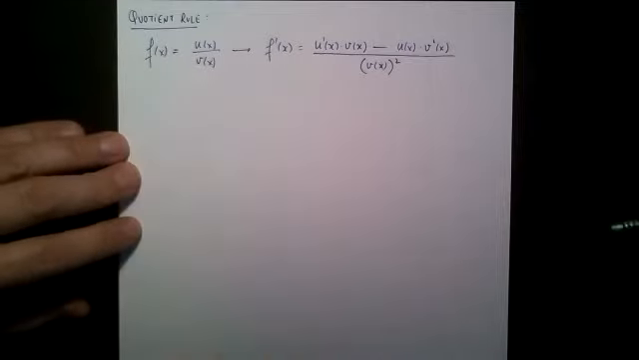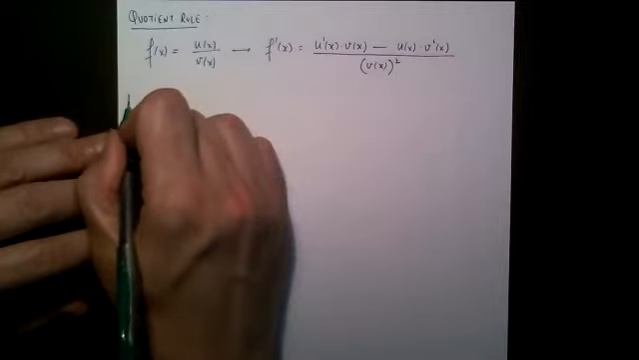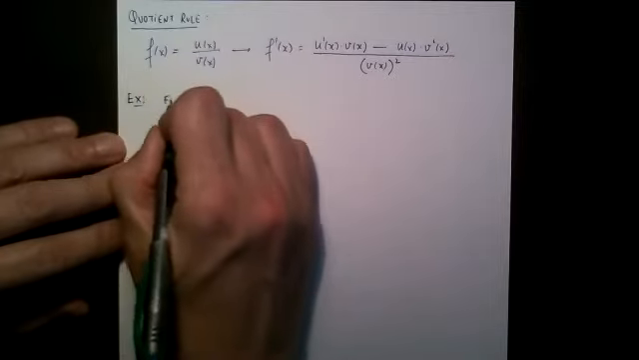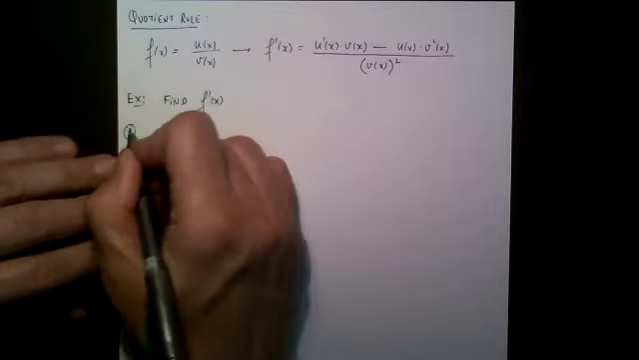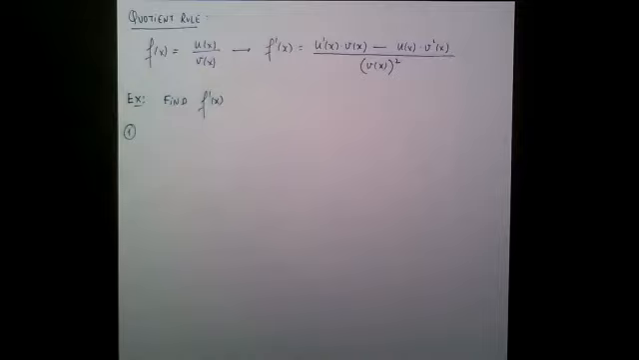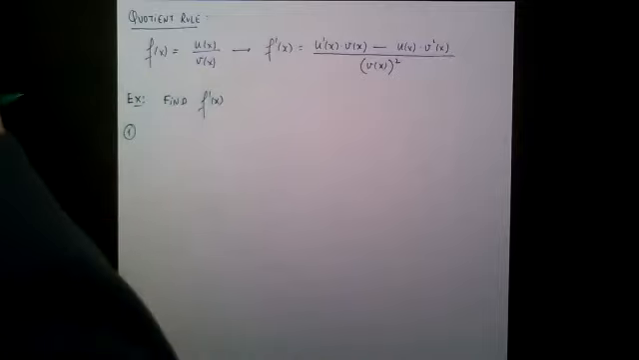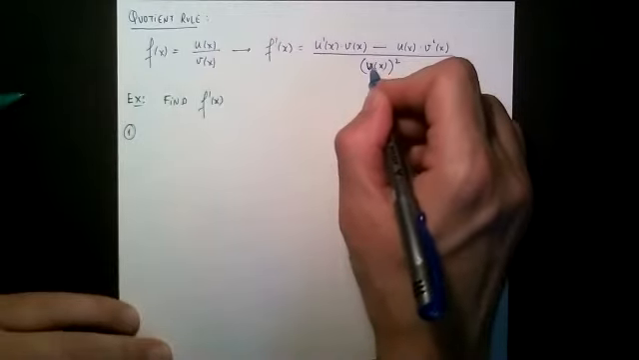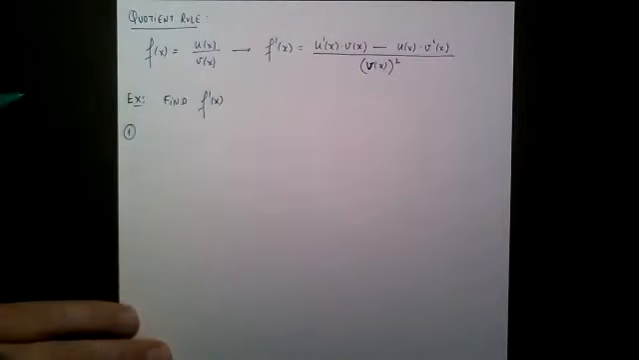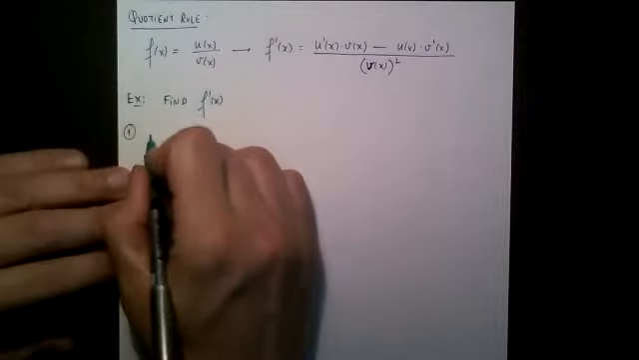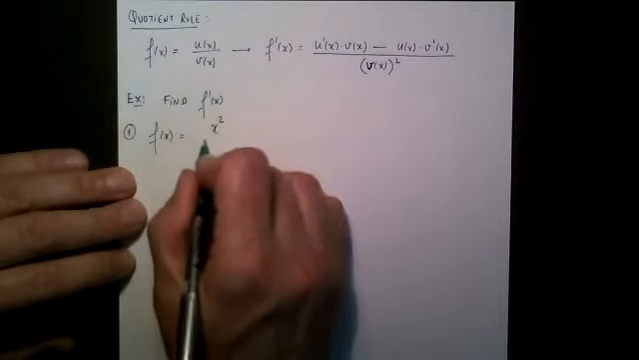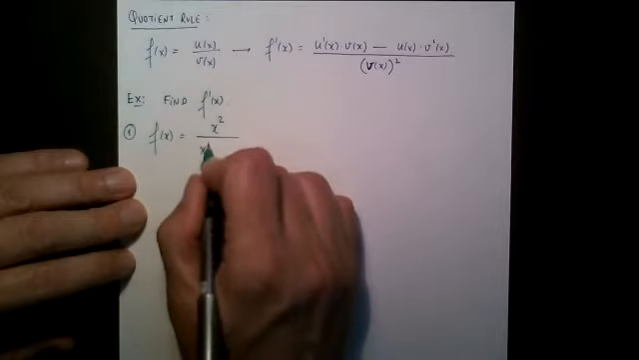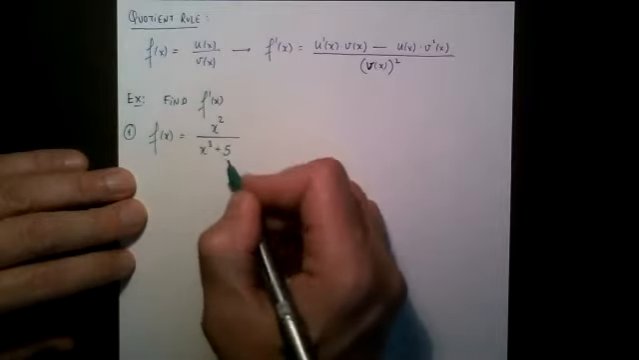Okay, let's do a few examples on how to apply it. The denominator is v or u? It's v. Okay, so try one here. f of x equals, let's say, x squared over x cubed plus 5.